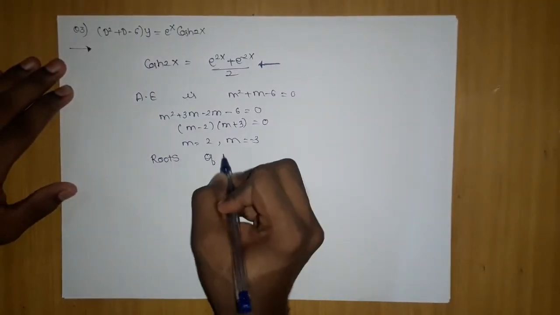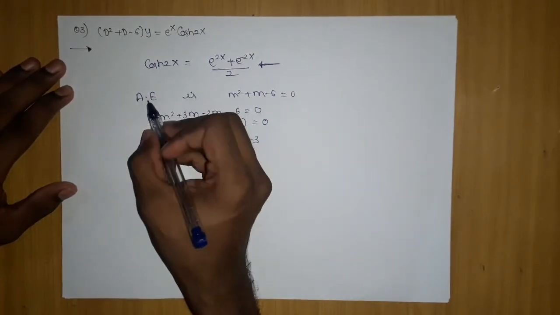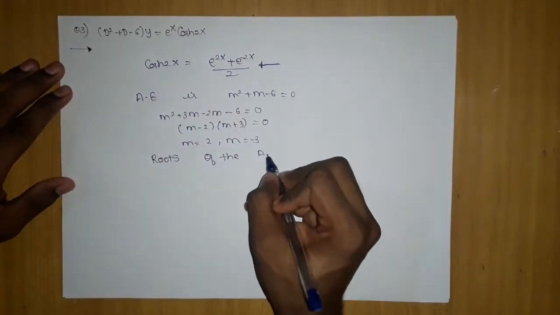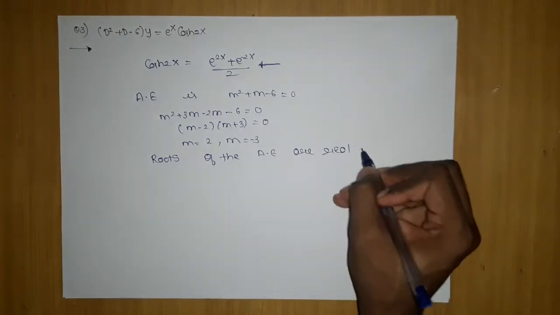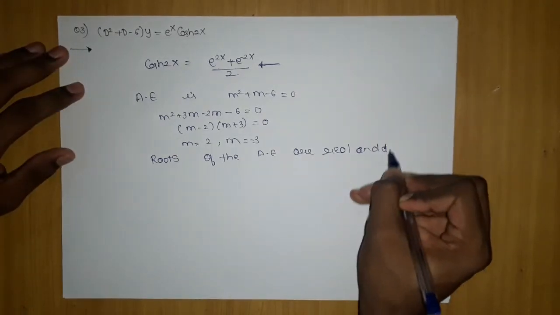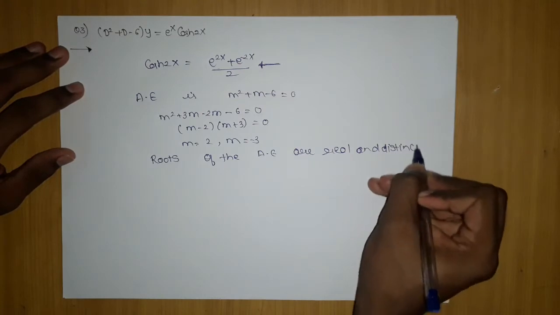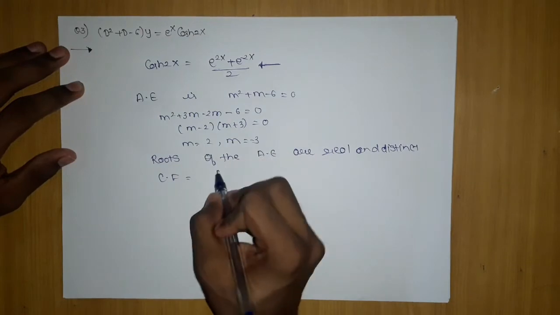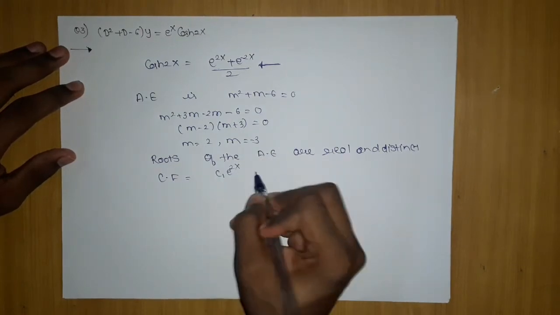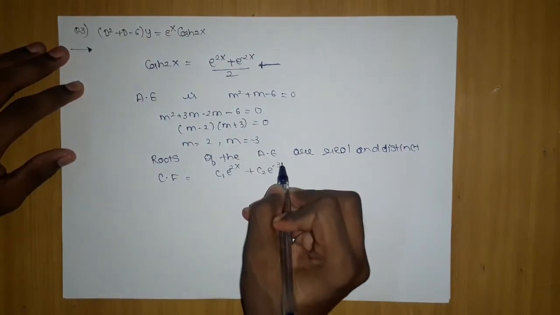So roots of the auxiliary equation, I am writing auxiliary equation as A.E., are real and distinct. Can I write the complementary function? Yes, complementary function will be what? First c1 e^2x + c2 e^−3x.